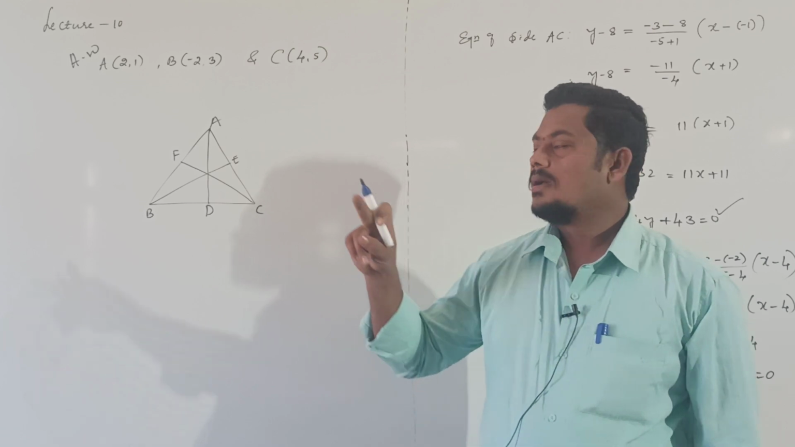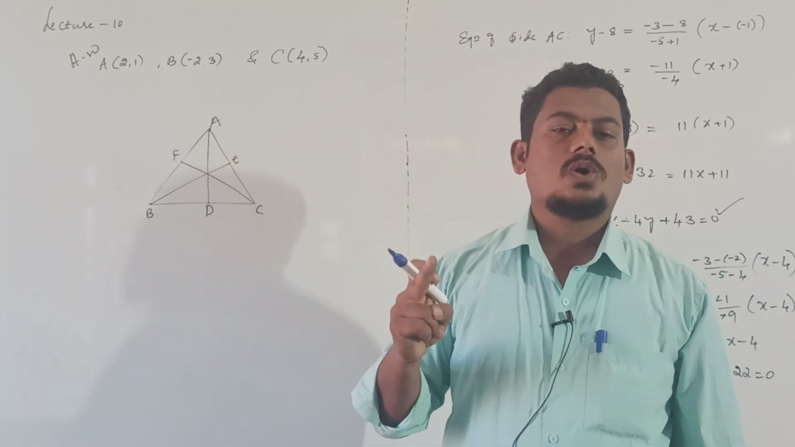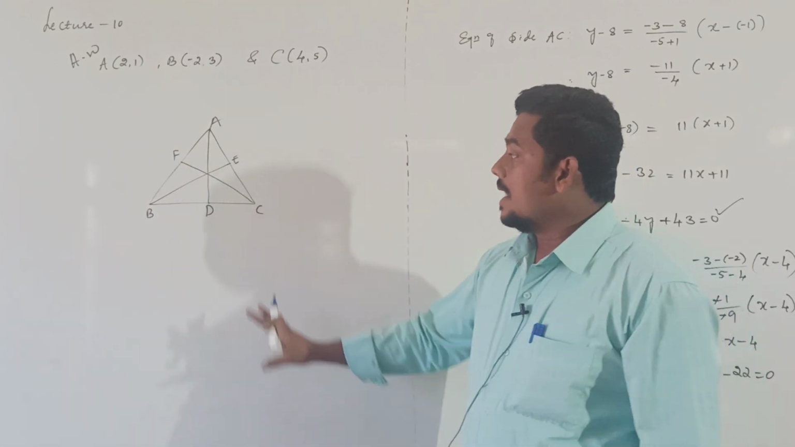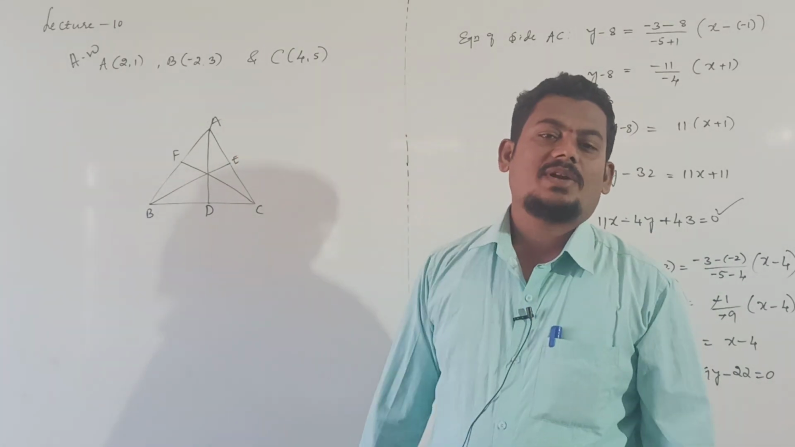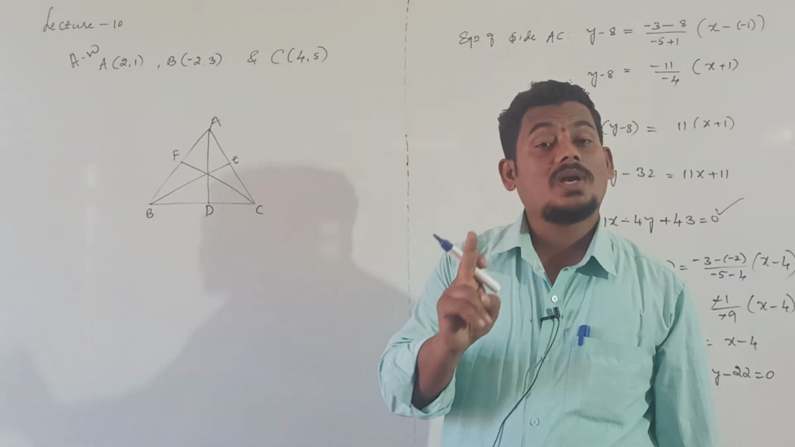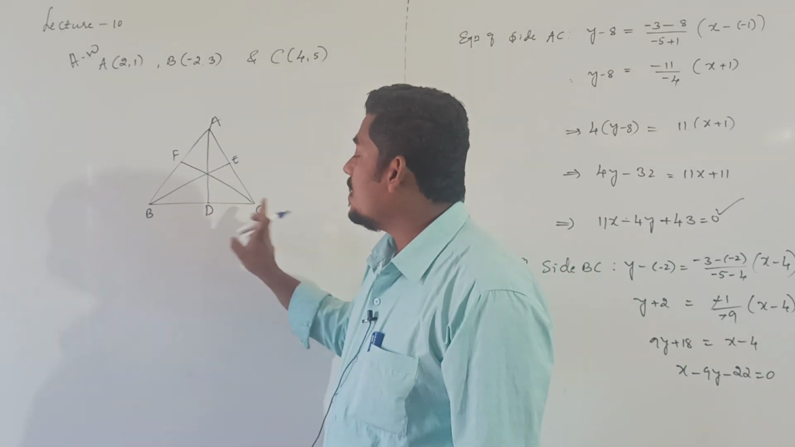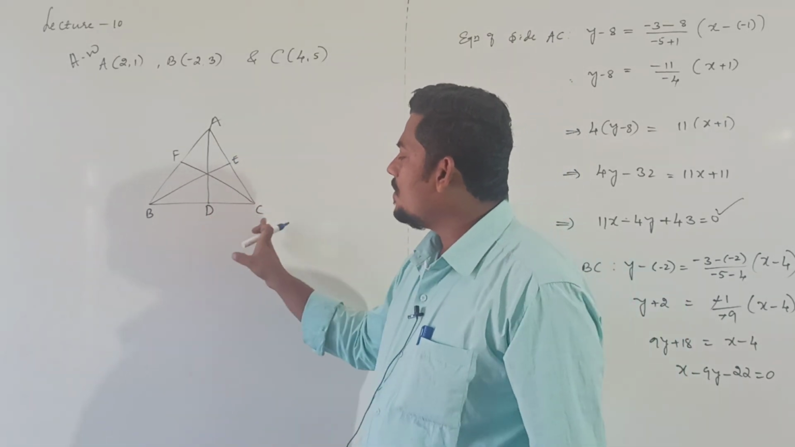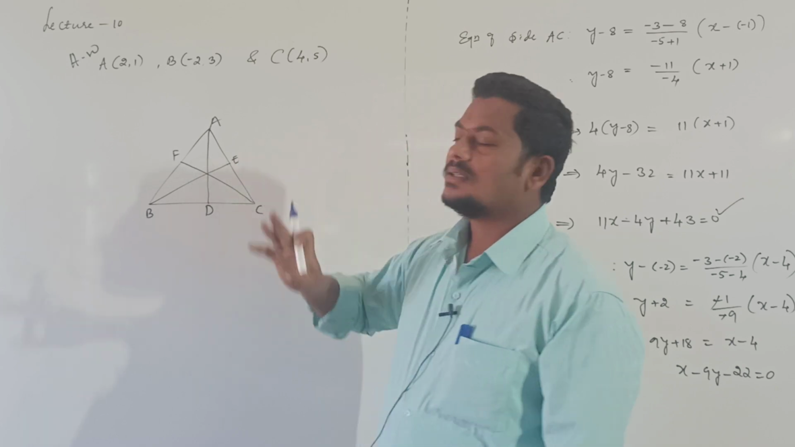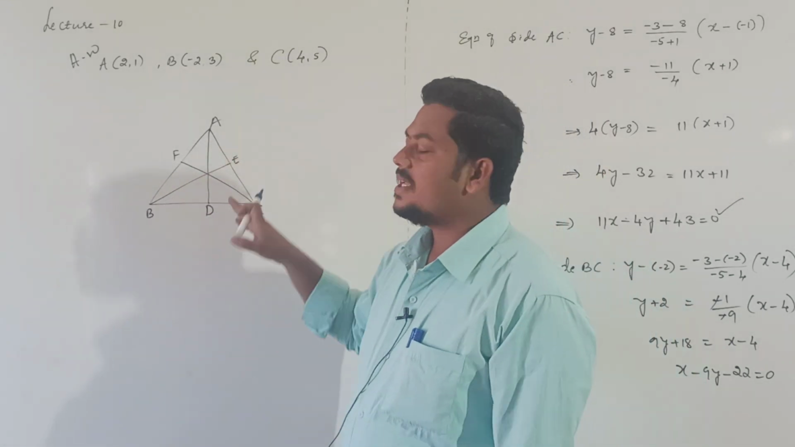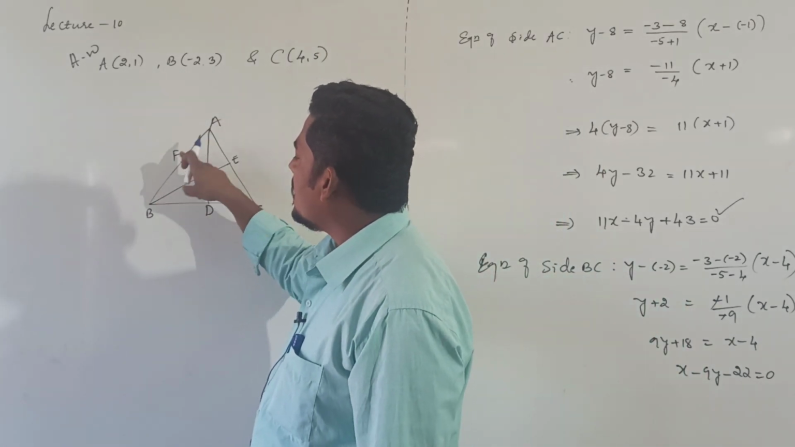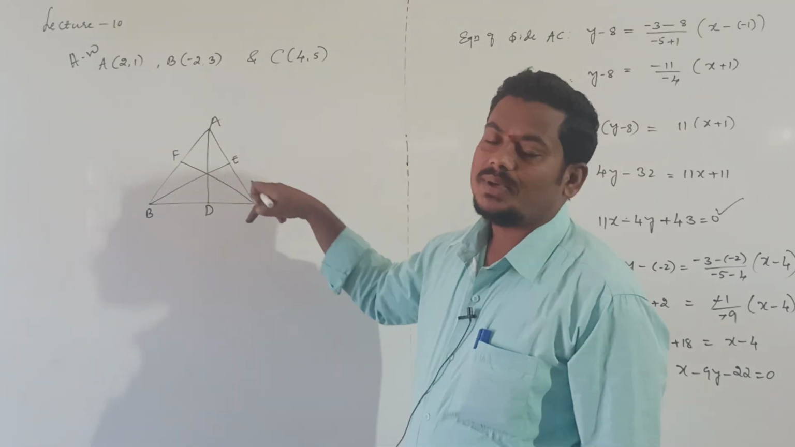Once again, a straight line passing through a vertex and the midpoint of the opposite side. AD is said to be a median only when D is the midpoint. AD is said to be a median of the triangle only when D is the midpoint of BC. If D is the midpoint of BC, then clearly AD is a median. If E is the midpoint of AC, then BE is a median of the triangle. If F is the midpoint of AB, then CF is a median.